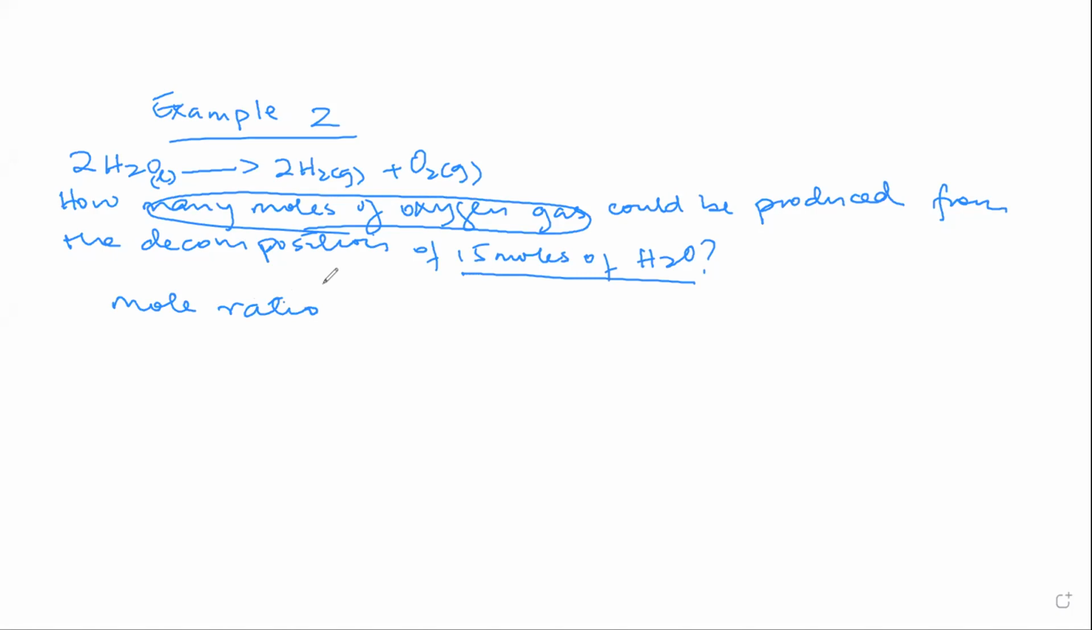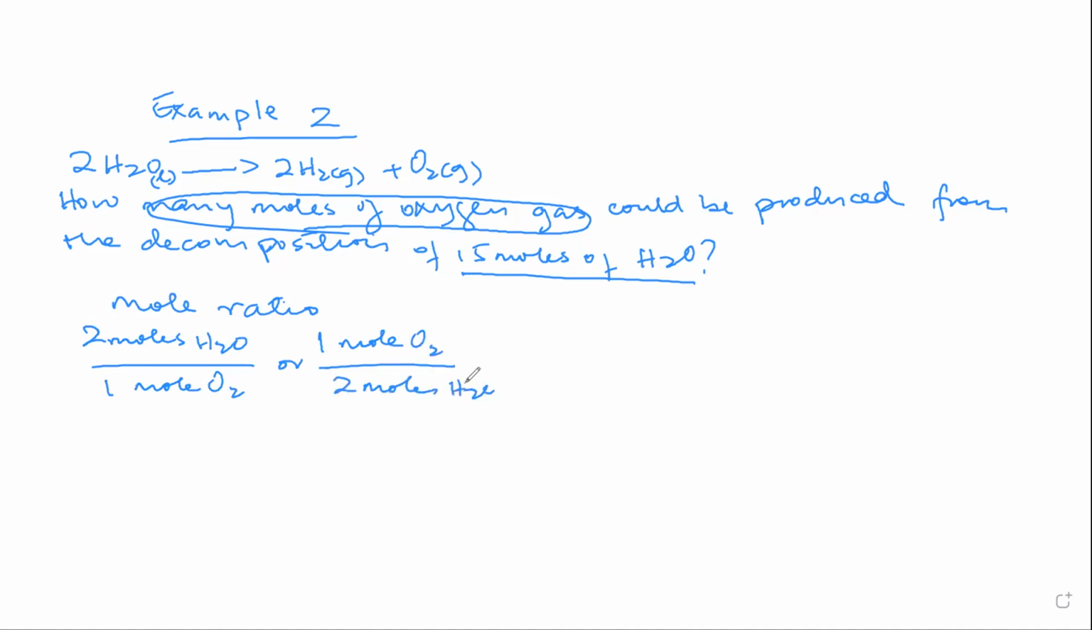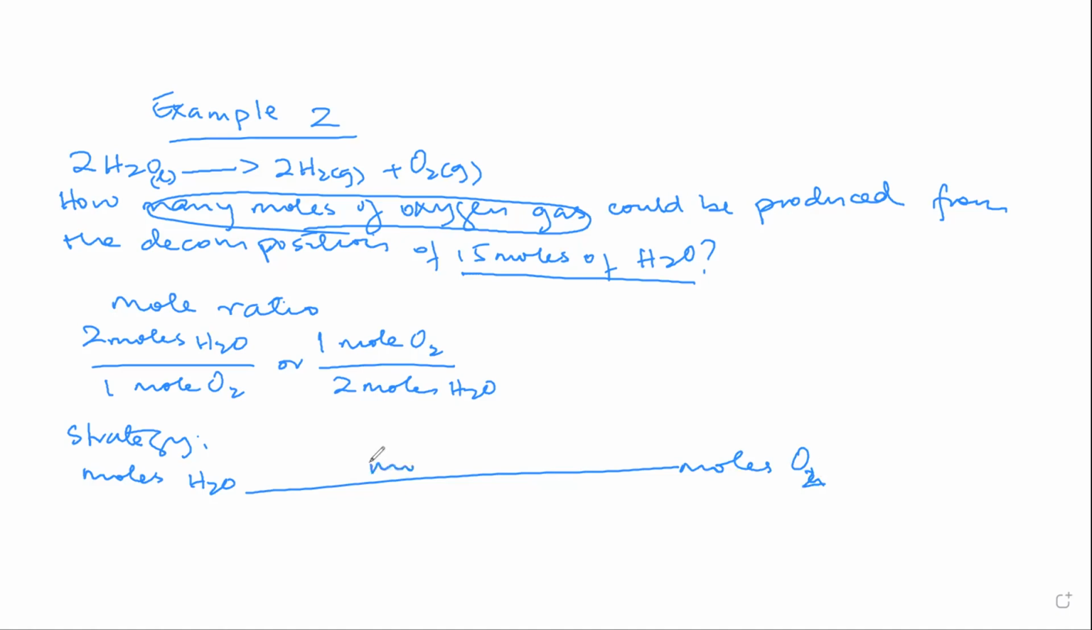And what's the mole ratio? We're using the coefficients. So we are talking about water and oxygen. So 2 moles of water over 1 mole of oxygen, or 1 mole of oxygen over 2 moles of water. So the strategy is we are going from moles of water to moles of oxygen, using the mole ratio.